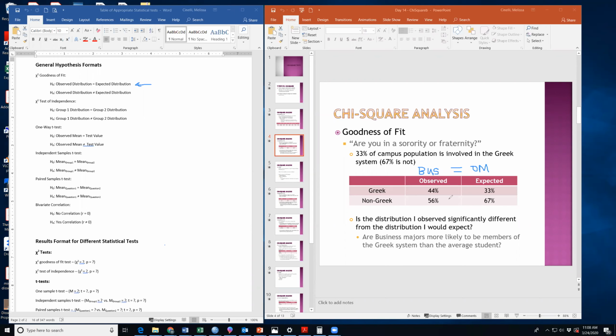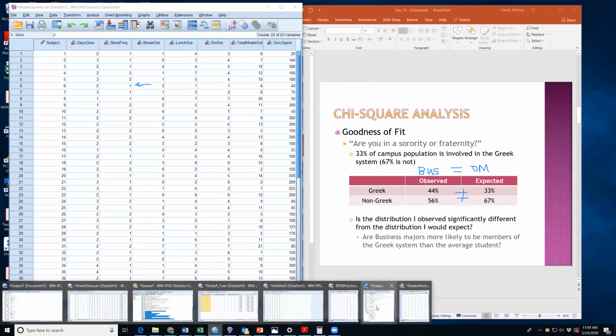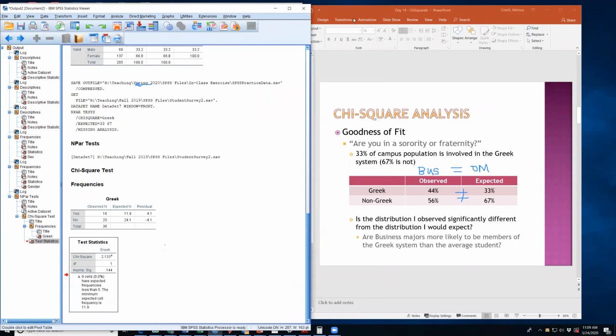Yes, these numbers were not exactly the same, but this test is telling us the odds of finding this result due only to chance or sampling error. I think it was 0.144. Let's get the output back up. 0.144. This is telling us there is a 14.4% chance that we found this result due only to chance or error. That means if we reject the null hypothesis, there is a 14.4% chance that we're wrong.